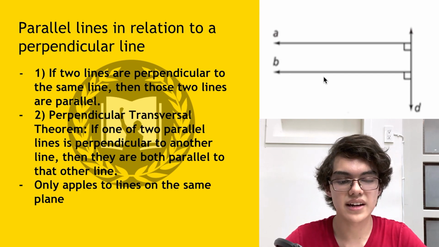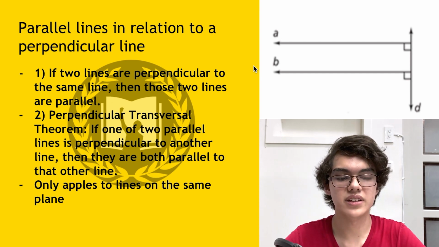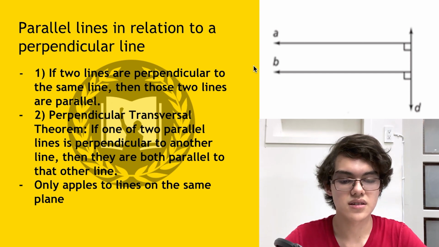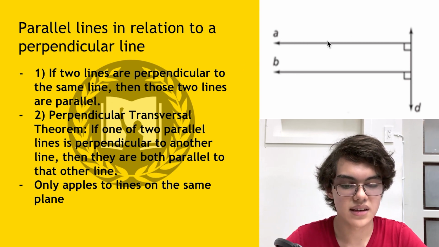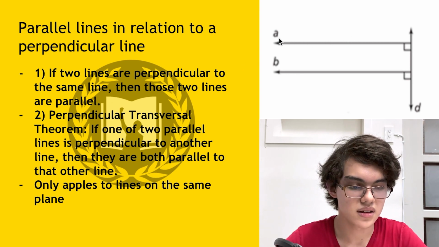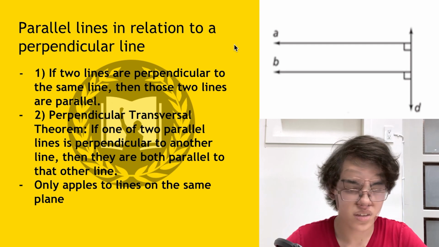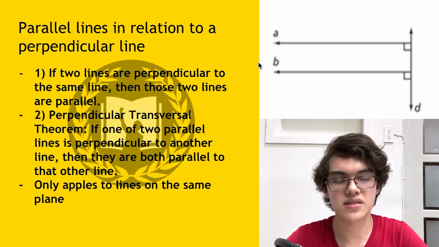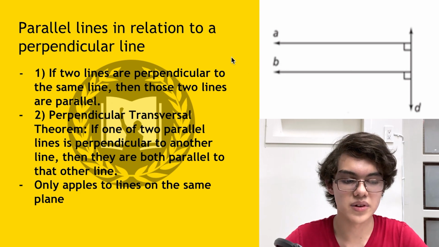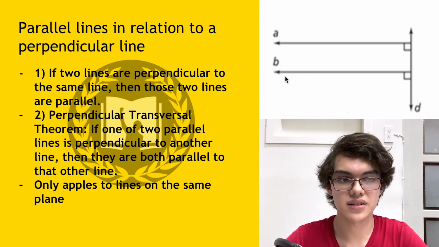And so parallel lines have a few properties in relation to a perpendicular line. So first off, if two lines are perpendicular to the same line, then those two lines are parallel. So for example here, if line A is perpendicular to line D and line B is also perpendicular to line D, then we know that line A is parallel to line B.